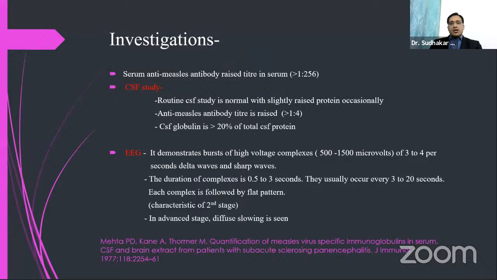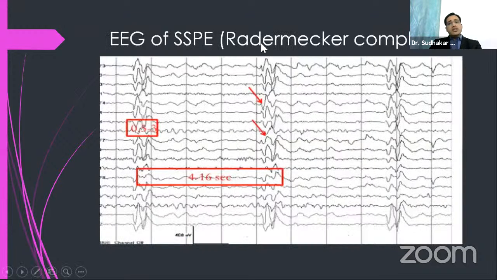And in EEG, the characteristic EEG is seen in the second stage of the disease, where we are going to get episodes of high voltage complexes of usually 500 to 1500 microvolts, with a characteristic sharp and slow wave. The duration of these high voltage complexes is 0.5 to 3 seconds, and they usually occur every 3 to 20 seconds. Most often each complex is followed by a flat pattern. But in the advanced stage, we are not going to get this finding; we are just going to get diffuse slowing. So here in this EEG, we can see these high voltage complexes.